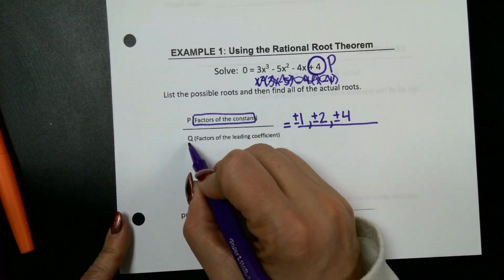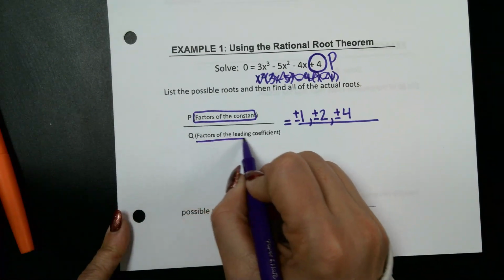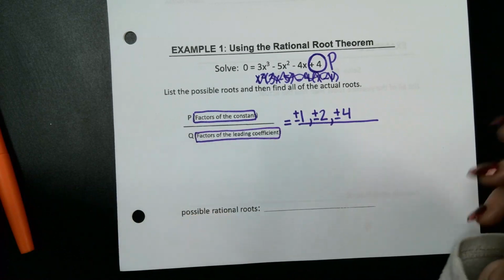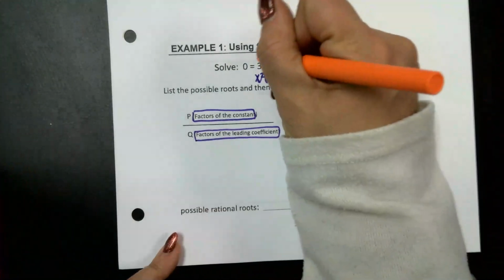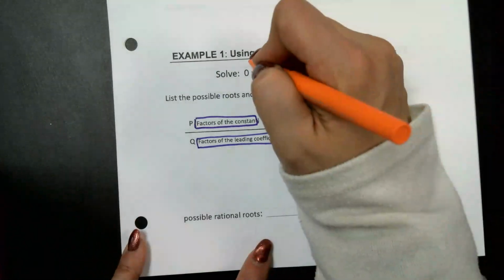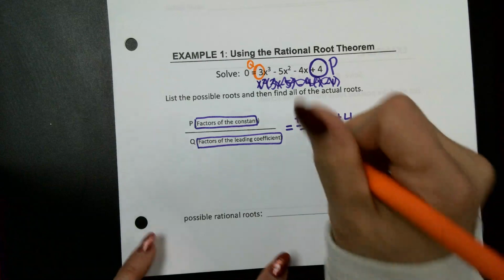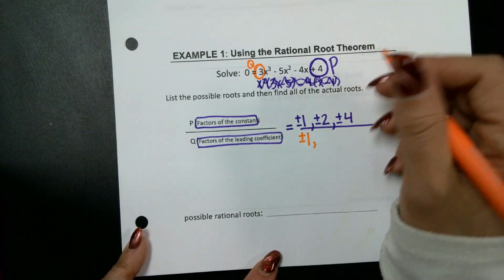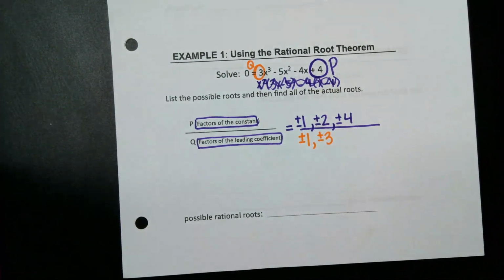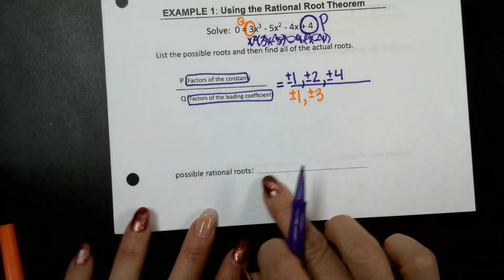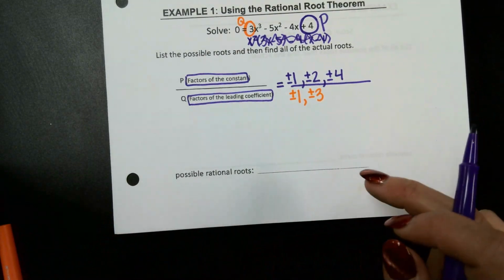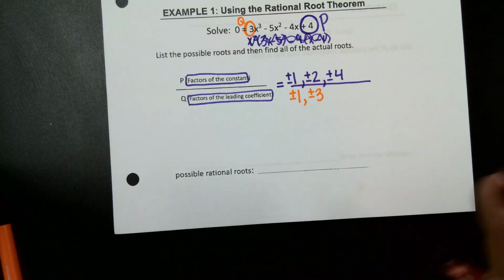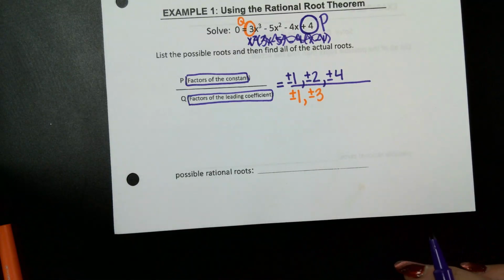Then on the bottom, they call it Q. Q represents the factors of the leading coefficient. The leading coefficient is the number up front, the 3. Tell me factors of 3, starting with 1. What's the only other number that goes into 3? 3. So plus or minus 3. So factors of the constant, factors of the leading coefficient, and then here are all our possible solutions. Let me write it first so you can watch the explanation and then write all your answers, because there's a lot of them.